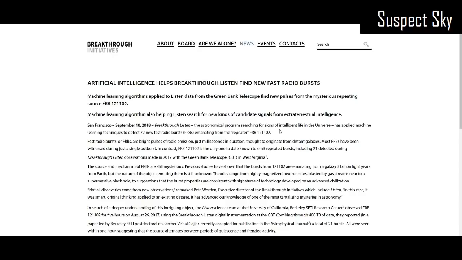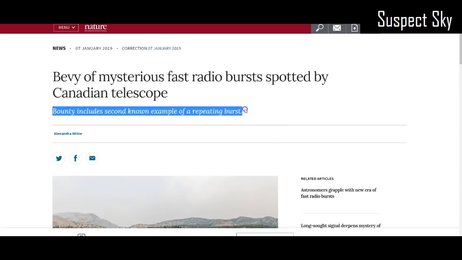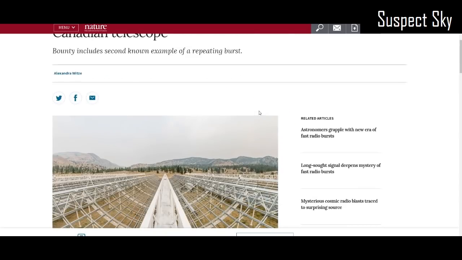Some additional background: FRB 12-1102 is the prior known repeating FRB. The Breakthrough Initiative applied artificial intelligence algorithms through the Breakthrough Listen project to identify whether there were more FRBs detected with our radio astronomy observatories. And they actually detected in 2018 about 94 more FRBs as part of this AI-induced scanning of prior recorded data. So 2018 has been a huge year for FRBs, and it's just getting more interesting with the Canadian observatory releasing that they've now found the second repeating burst.